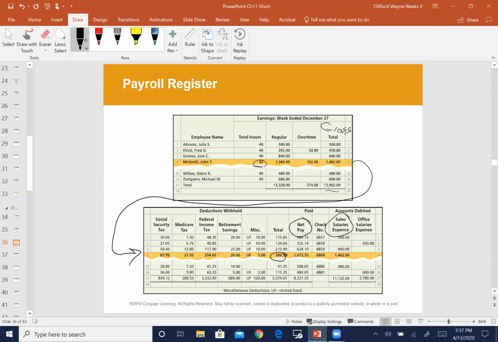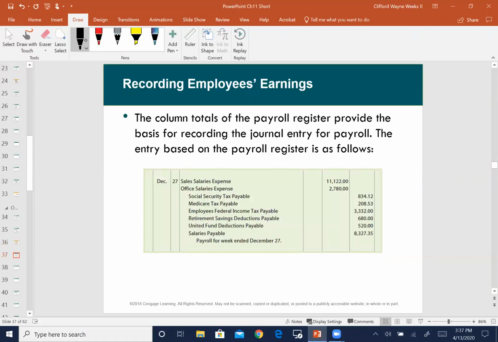So take note, here's our 13,902. If you add these up together, 13,902. Then we have all the deductions. I want to highlight that this is a liability. This is a liability. This is a liability. This is a liability. This is a liability. This is a liability. What's this chapter on? Current liabilities, isn't it? As the employer, we don't get to keep that money. We got to mail the stuff to the state. We got to mail the stuff to the federal government. And we ultimately are going to have to pay our employees their net pay of $8,329, or whatever that is, 327.